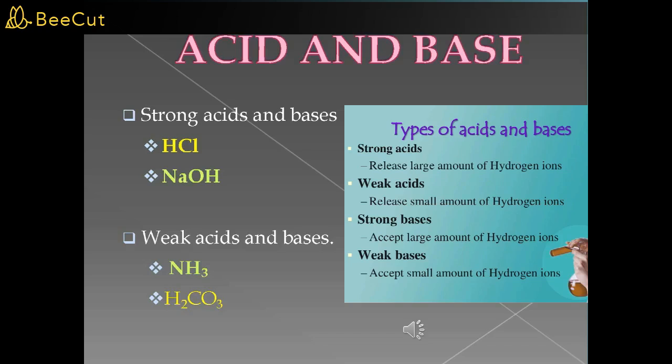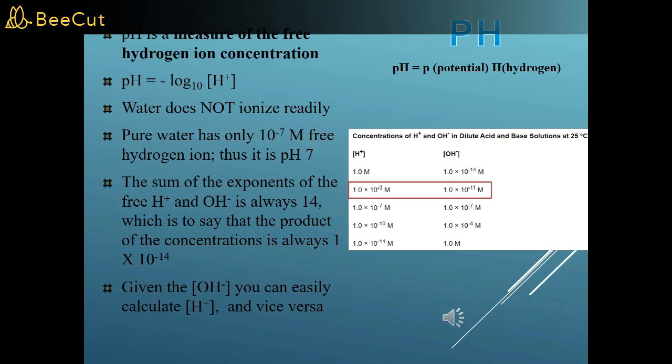Okay, next about pH. Of course, you have learned this during your school time. pH is actually the potential of hydrogen. It is a measurement of free hydrogen ion concentration. What we want to highlight here is the concentration of hydrogen ion, symbolized by H plus in brackets. H refers to the hydrogen ion.